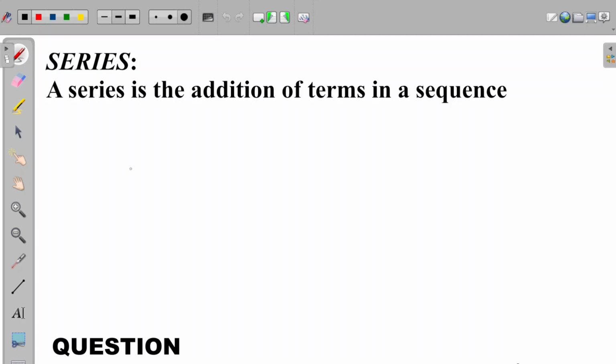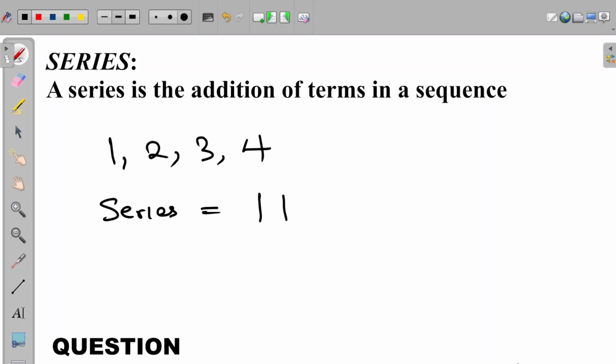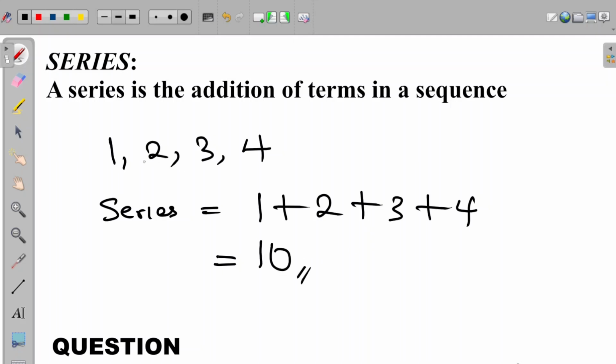For example, for a sequence of 1, 2, 3, and 4, the series for this sequence will be equal to 1 plus 2 plus 3 plus 4, which is 1 plus 2 giving us 3, 3 plus 3 giving us 6, 6 plus 4 giving us 10. So therefore, the series for the sequence of 1, 2, 3, 4 is given as 10.